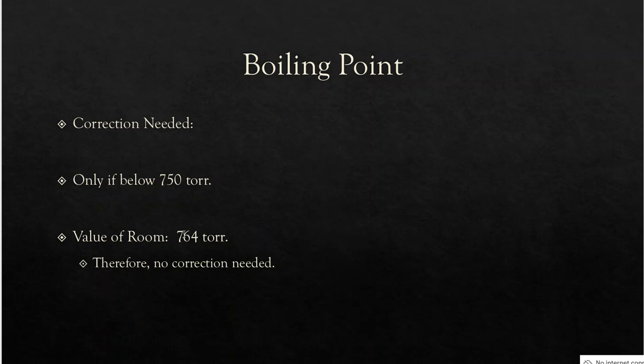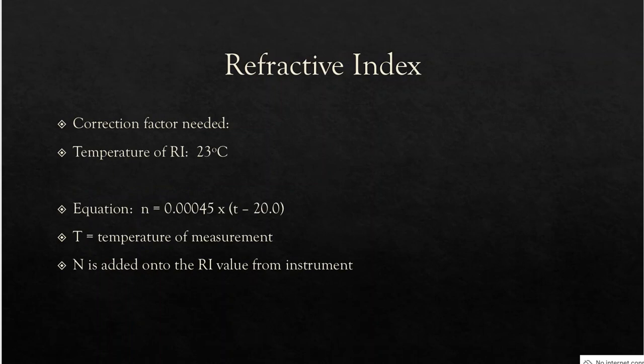Nothing. All right? Normally we are at 1 ATM because we're at sea level. 1 ATM is 760 torr, and this is normally where we hang out. So only if it's below 750 do they tell you to correct for it, and we are nowhere near 750 for this procedure. So no correction needed for boiling point either. However, there is a correction for refractive index.